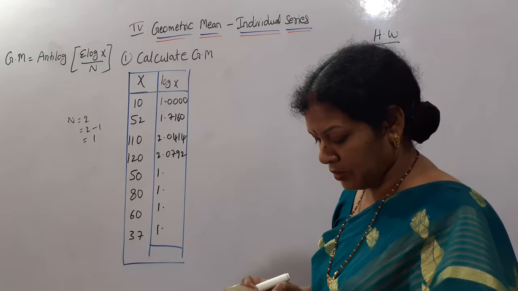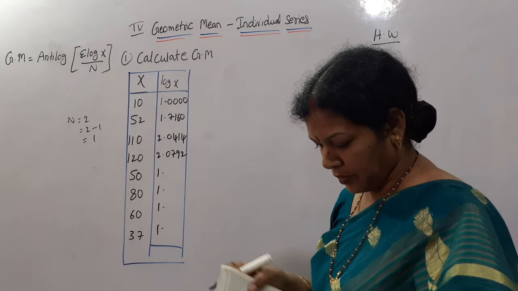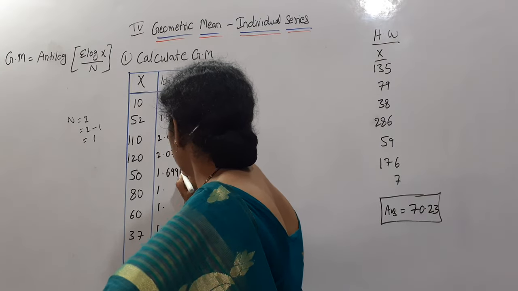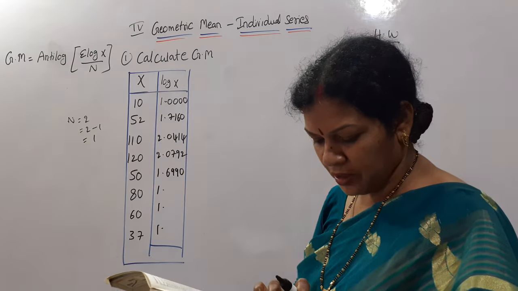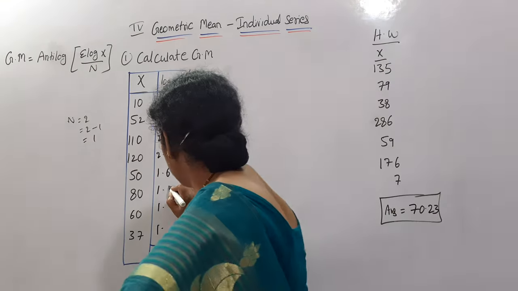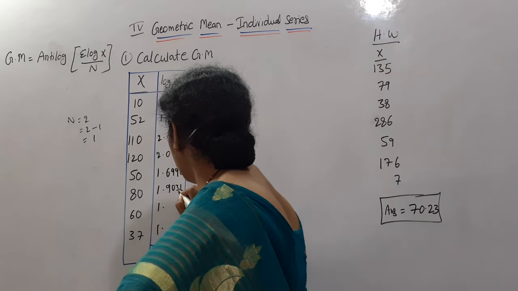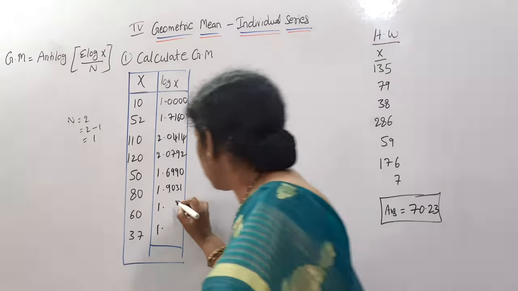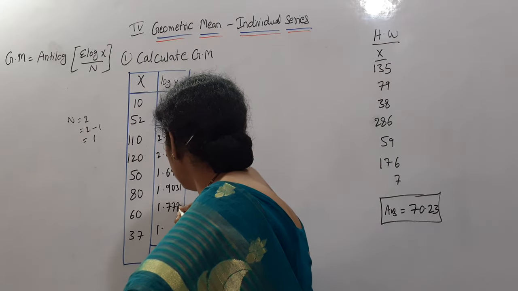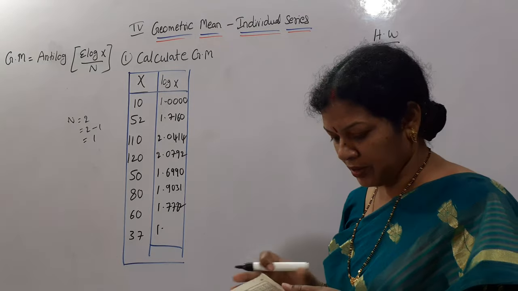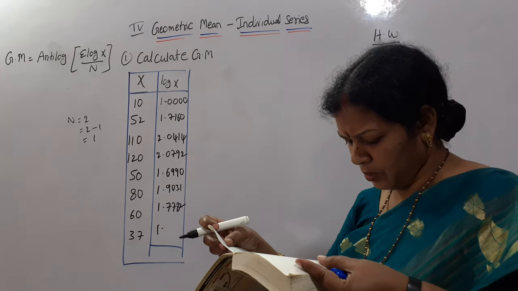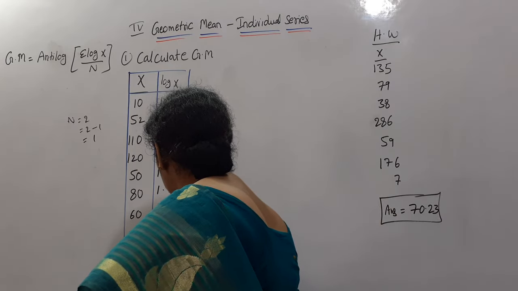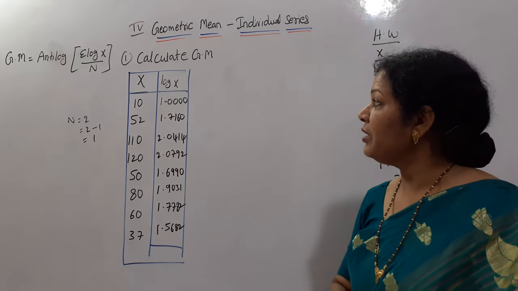In the same way, 50 is 6990. Next, 80 is 9031. Next, 60 is 7782. In the same way, 37 is 5682. Okay.